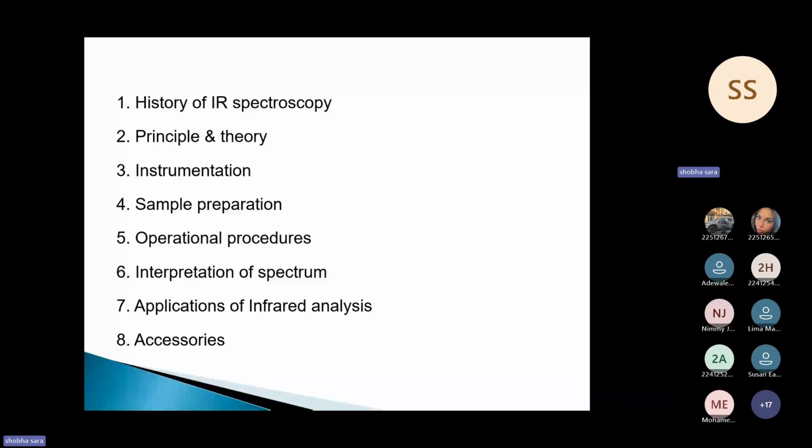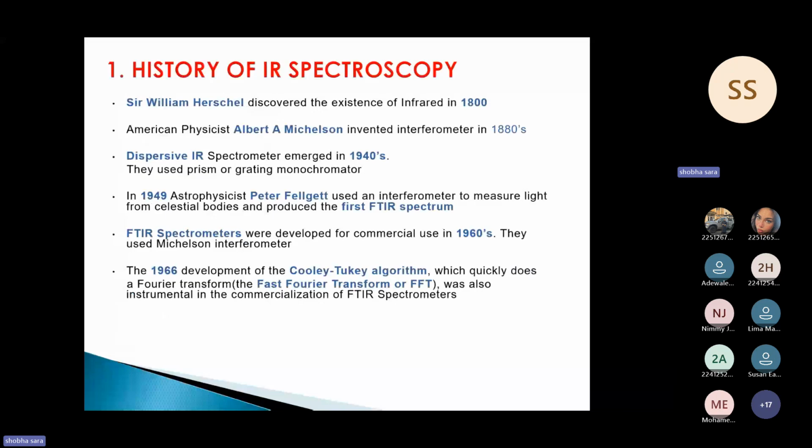Now let me take you through the timeline. Briefly, I'll take you through the timeline of infrared spectroscopy, how it started. In the beginning, first we have to discover the infrared radiation, right? In 1800, a scientist named Sir William Herschel was studying the temperature of the different colors of the white light by using a prism.